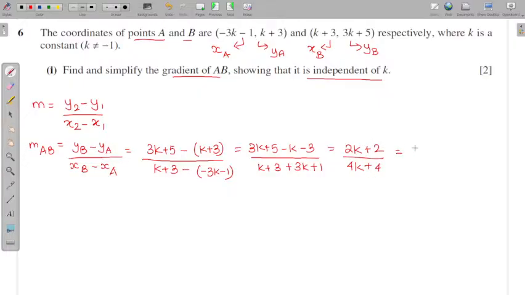So from the numerator we can take 2 common, and that is going to give us k plus 1 in brackets. And from the denominator we can take 4 common. So if we take 4 common, again in the brackets we're going to have k plus 1. So see, this k plus 1 and this k plus 1 get cancelled, and we are left with 2 over 4, which can be simplified further to half. So the gradient comes to half. And see, this is independent of k because you do not have k in your final answer. I hope this is clear. So this is the answer for part 1.